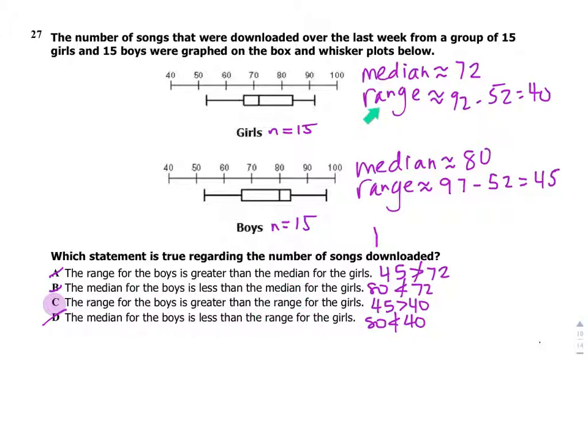Range, remember, is largest minus smallest, and median is that center number. And I did kind of have to eyeball it on 72. That might be 72, might be 71.5. We don't know. Hard to tell. Then I went through and compared everything they asked me to compare. The range for the boys is greater than the median for the girls.